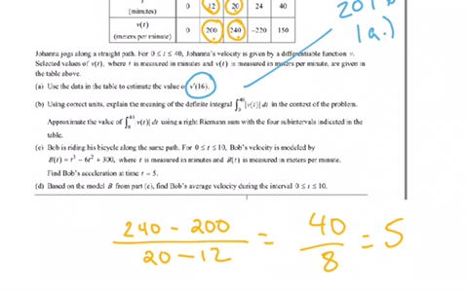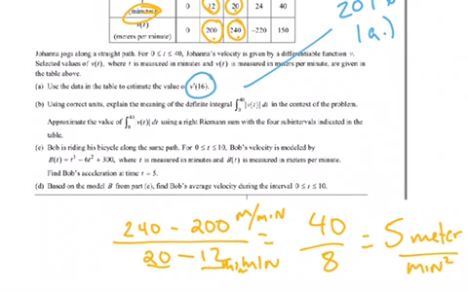Now, don't forget your units here. Recall that 240 and 200 are in meters per minute, which means minutes goes to the bottom. But 20 and 12 are also minutes. So this is meters per minute over minutes, so the final answer is meters per minute times 1 over minute, which is meters per minute squared. And that's your answer.